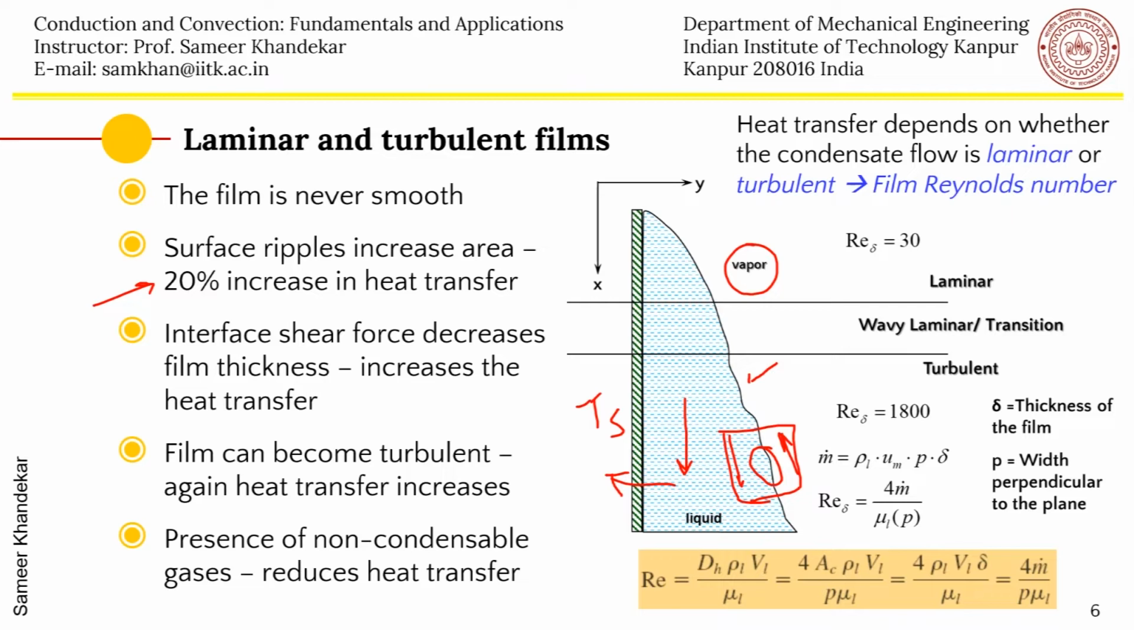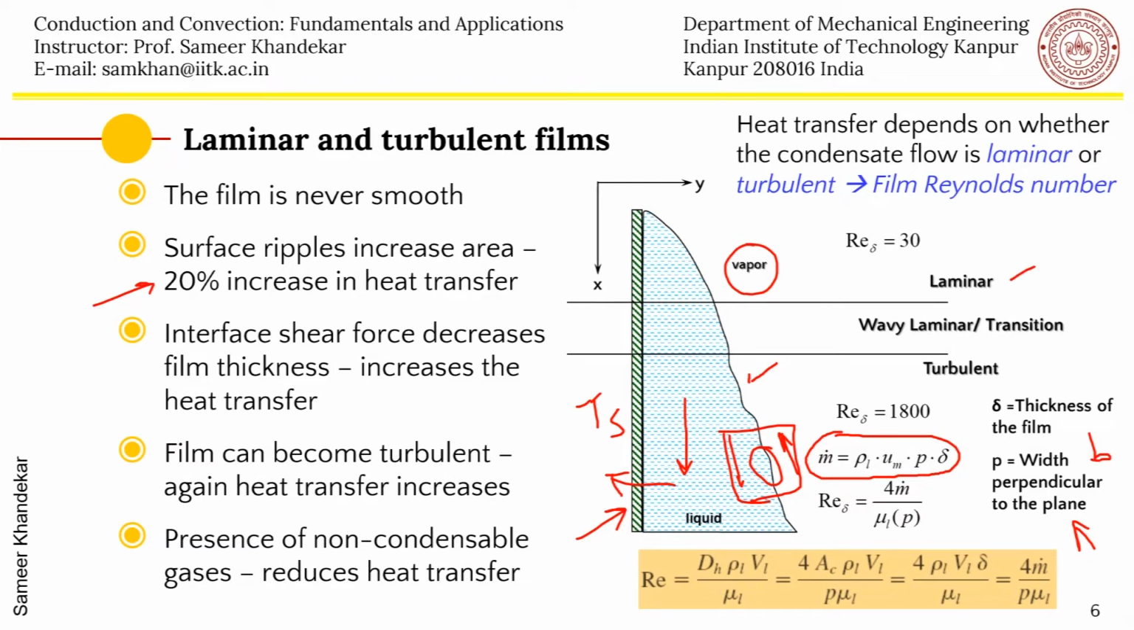What is also interesting is that as more and more mass gathers up, this will be like rho L into P delta, where P is the width perpendicular to the plane. In some books it is mentioned as B or P, either of the two. So you will see that the film will become turbulent eventually. If this plate is long enough, then the film passes through a laminar region, then a wavy laminar or transition region, and then eventually a turbulent region.